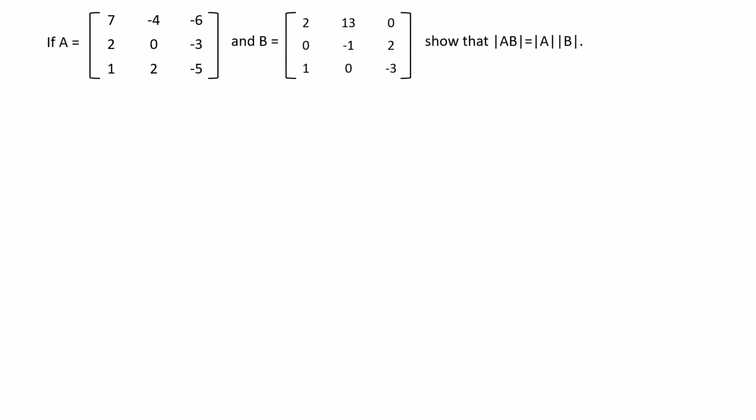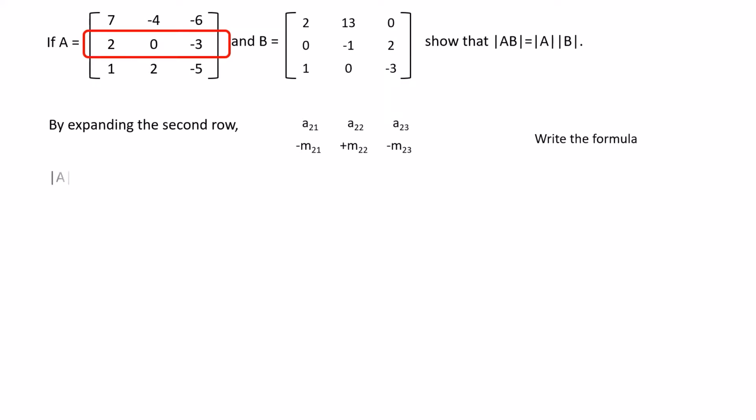Next, we have to find the determinant of matrix A. By expanding the second row, write the formula of the determinant of matrix A, where the determinant of matrix A equals negative A21 multiplied with M21 plus A22 multiplied with M22 minus A23 multiplied with M23.